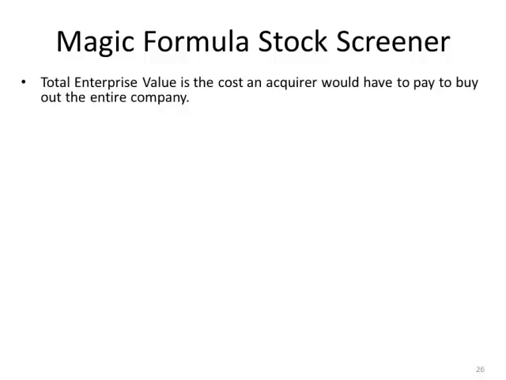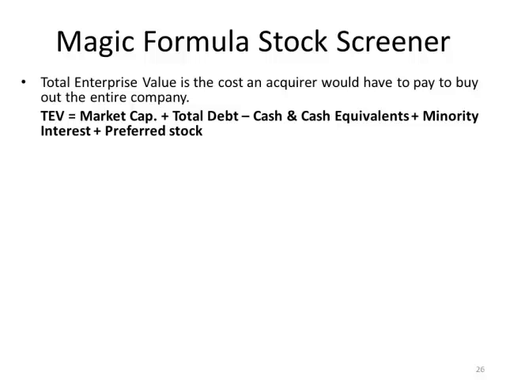So the total enterprise value reflects the cost an acquirer would have to pay to buy out the entire company. Right, so if someone wanted to go in and buy the entire company, the total enterprise value would be what they had to pay. So what is the total enterprise value? It's equal to the market capitalization, which is basically the value of the company's equity, plus the company's total debt, then subtracting cash and cash equivalents, and adding back minority interest and preferred stock. All right, so these components make up the total enterprise value.